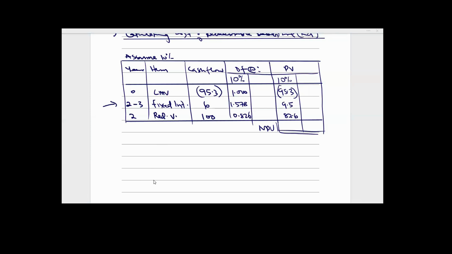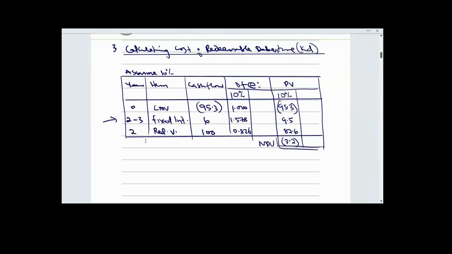Oh, sorry, error. 82.6 plus 9.5 equals 92.1, then minus 95.3, that's minus 3.2. So if we assume 10%, we got a negative NPV of 3.2. We need to assume a lower discount rate that will produce a positive NPV.